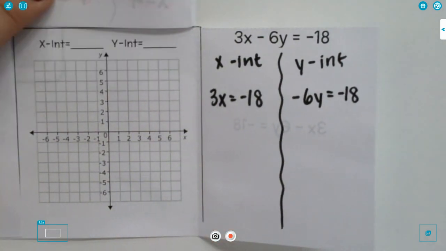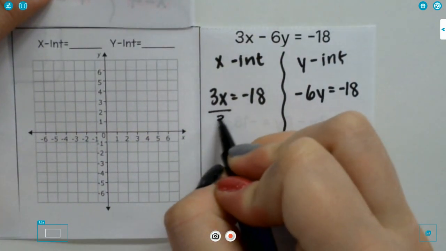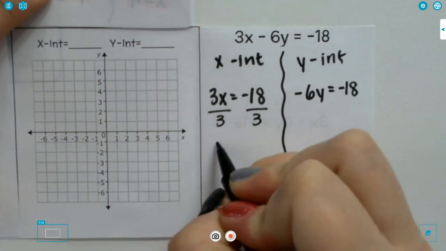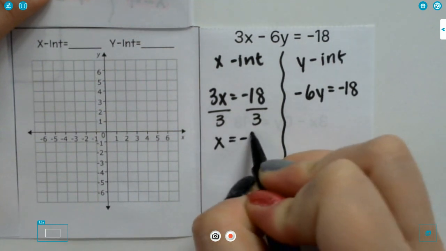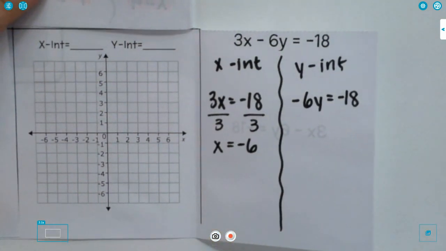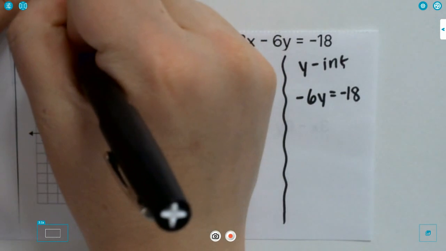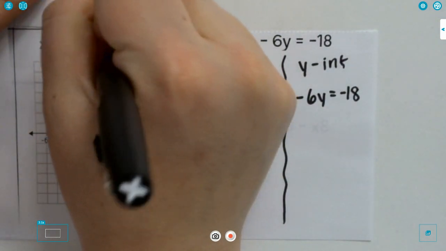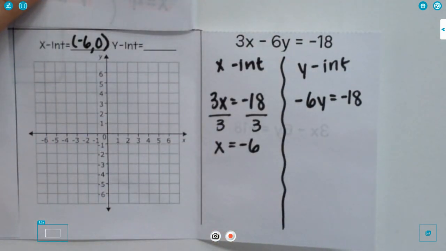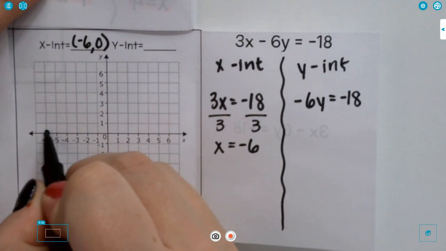So to solve this one out, I'll divide by 3 on both sides. I will get x equals negative 6. So that means my x-intercept will be negative 6, 0. So I go left 6, up 0.